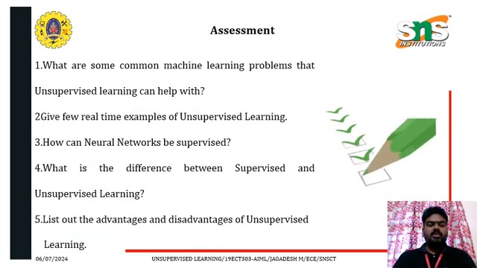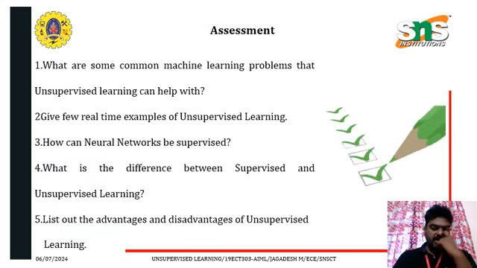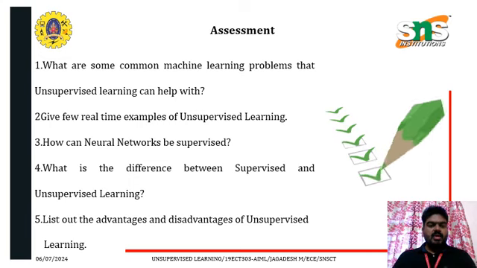When it comes to the assessment, we have some questions. What are some common machine learning problems that unsupervised learning can help with? This is the first question. The next one: give real-time examples of unsupervised learning. How can neural networks be supervised? What is the difference between supervised and unsupervised learning? List out the advantages and disadvantages of unsupervised learning.